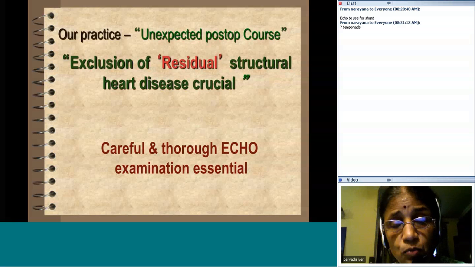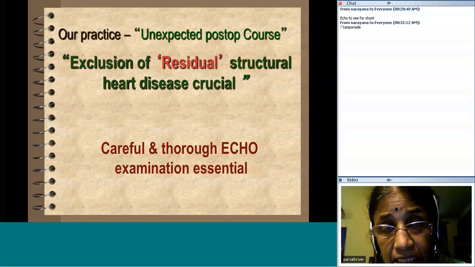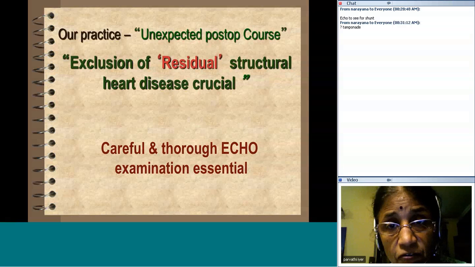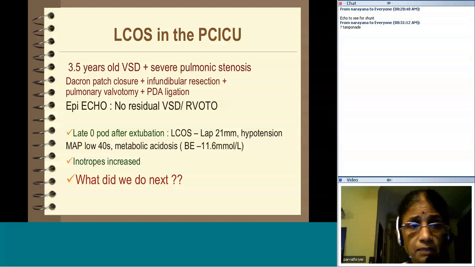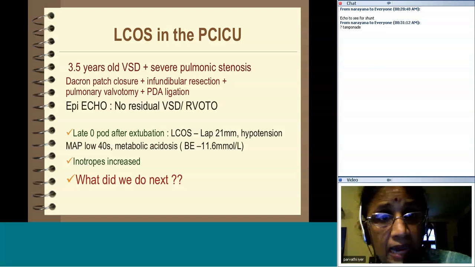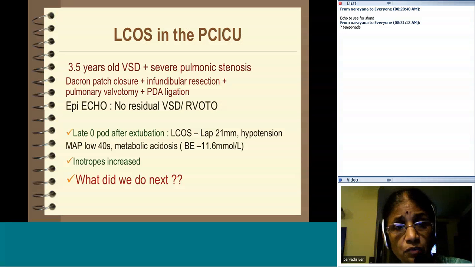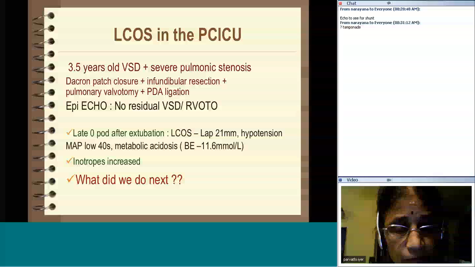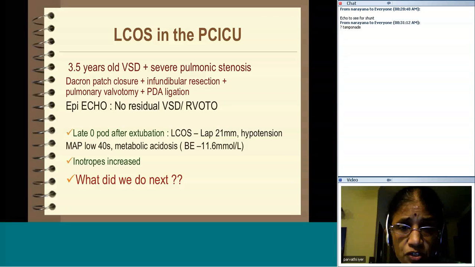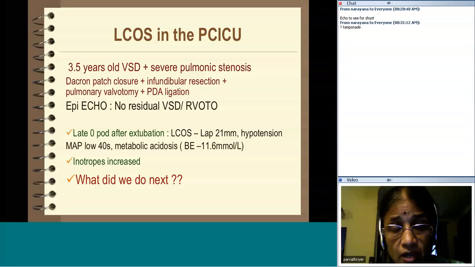3.5-year-old child, VSD, severe pulmonary stenosis, underwent a Dacron patch closure, infundibular resection, pulmonary valvotomy, PDA ligation. Epicardial echo, excellent repair. Late 0 postoperative day, extubation. After extubation, suddenly the left atrial pressure shoots up, 20-21. Pressures begin to drift down and the baby gradually becomes acidotic and finally settles at a base excess of 11.6, and all this occurs over a matter of a few hours.